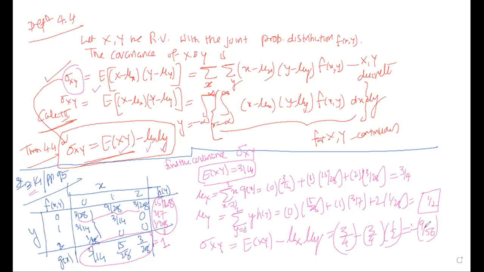Negative of 9 by 56. So that is the variance. Now I would like to take one of the examples. This is the discrete case, right? So this is the discrete case.